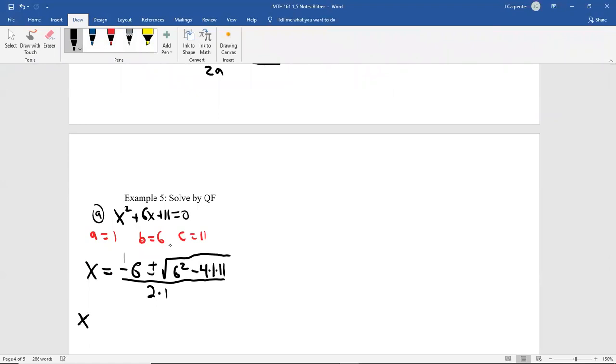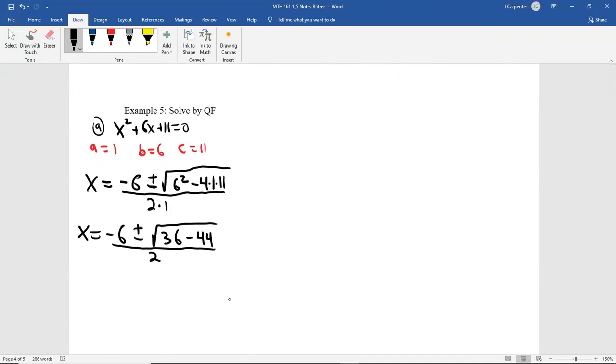It's just arithmetic. So x equals negative 6 plus or minus square root of 36 minus 44, all divided by 2a, which is 2 times 1, which is 2. 36 minus 44 is negative 8. So we get x equals negative 6 plus or minus the square root of negative 8, all divided by 2. The square root of negative 8 we cannot completely take, but we can simplify it.